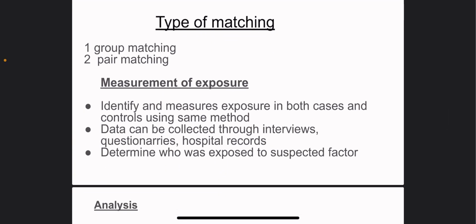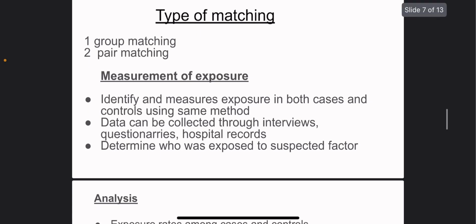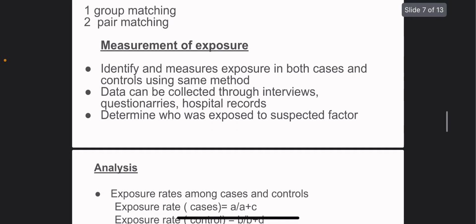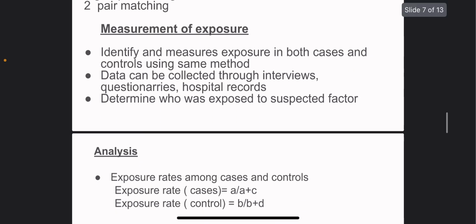So that's all about your second step, matching. Next, we are moving to the third step, that is measurement of exposure. It means identify and measure the exposure in both cases and controls using the same method. And data can be collected through interviews, questionnaires, hospital records, etc., and determine who was exposed to a suspected factor.